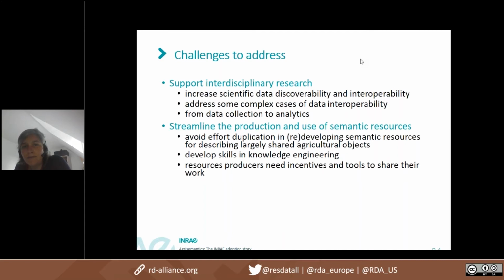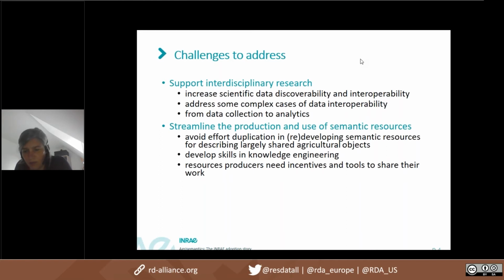All along the data life cycle, we need to improve the metadata descriptions, and we also need to make our data sets' values more semantically grounded. We really need clear descriptions of what the variables and the objects that are described and measured in our data sets are.